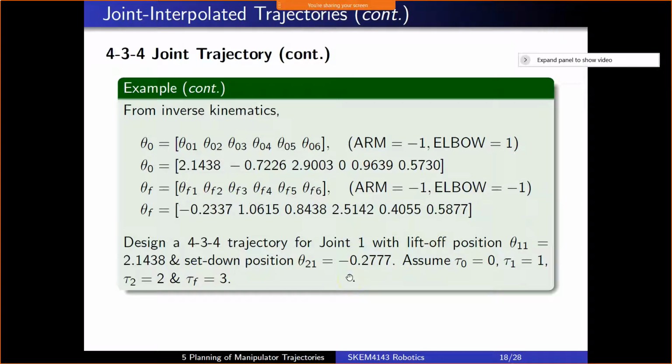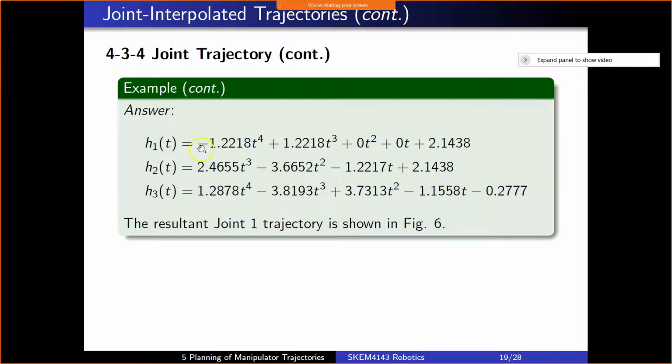Of course, in reality, you have to design 4-3-4 trajectories for joint number 1 up to joint number 6. Okay, but this is an exercise that you have to compute. We only consider one joint. And we are also given the real time, right? This is the real time at initial position, real time at lift off position, real time at set down position, and real time at final position, 0, 1, 2, 3. And these are the answers. Okay, so you can try this, but we will try this shortly.